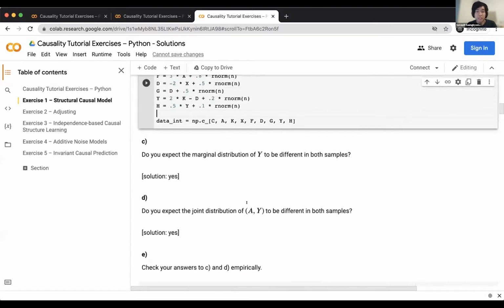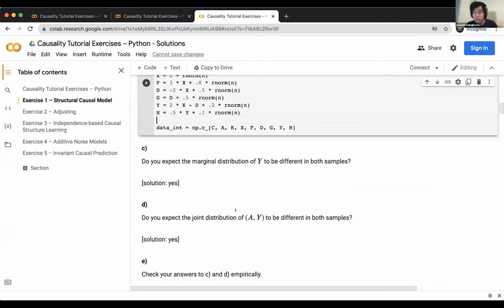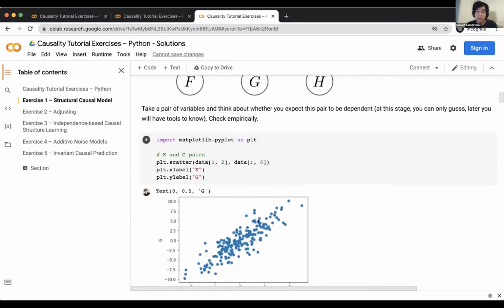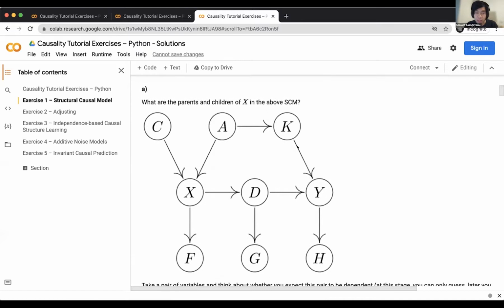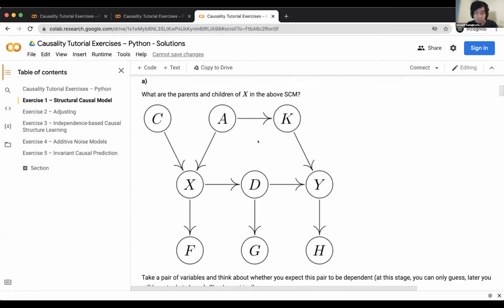Okay, let's do this one first. Now the next question is, do you expect the joint distribution of A and Y to be different from both samples? This may be trickier to answer, but it's actually also quite simple. Here we intervene on X, and we ask whether the joint distribution of A and Y will be different or not.